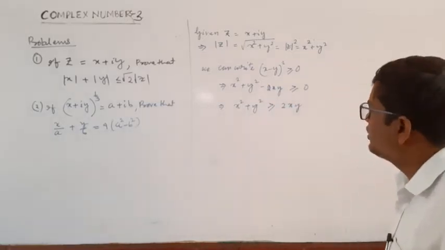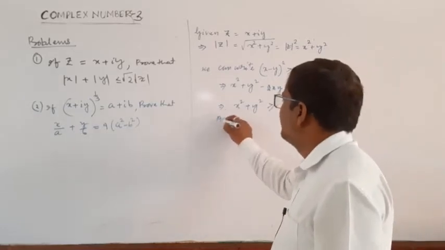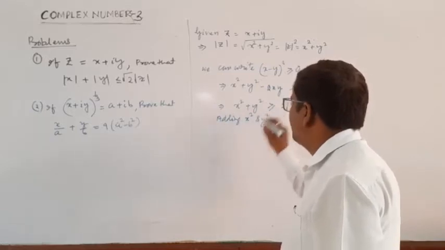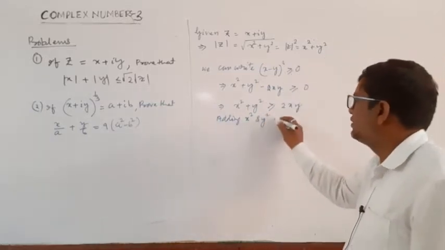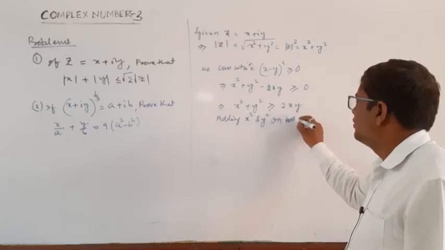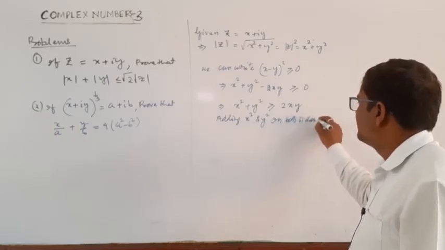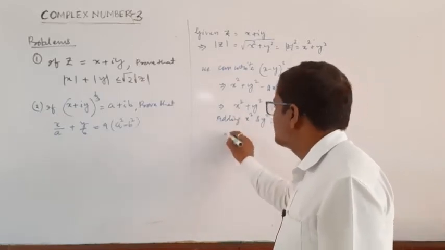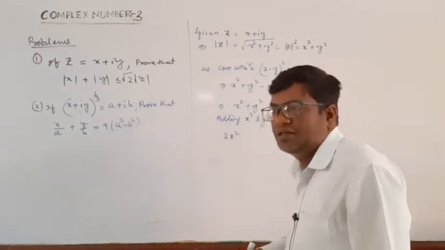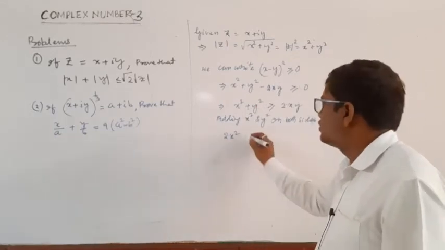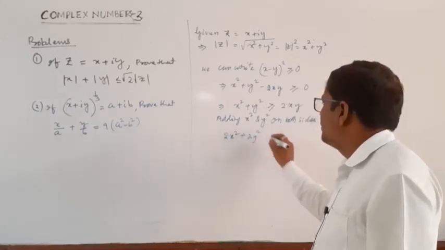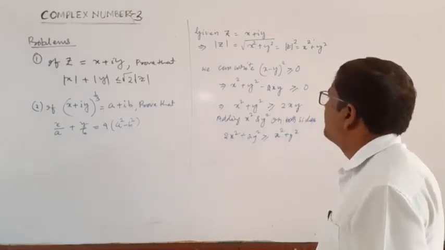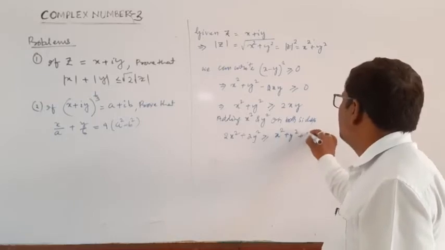Add x square and y square on both sides. Here x square is present, so adding another x square, that is 2x square, and y square here, so adding another y square, that is 2y square, which is greater than or equal to x square plus y square plus what? 2xy.